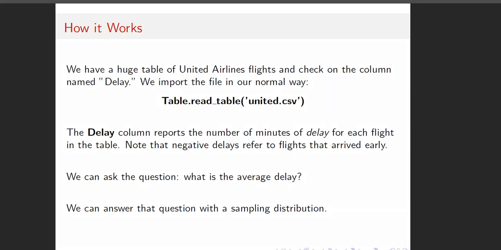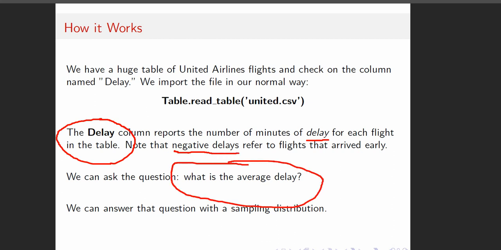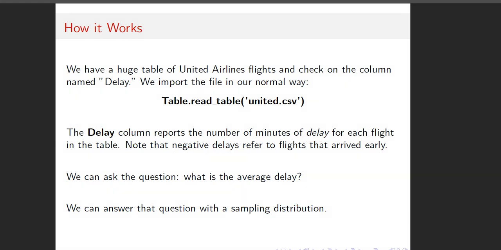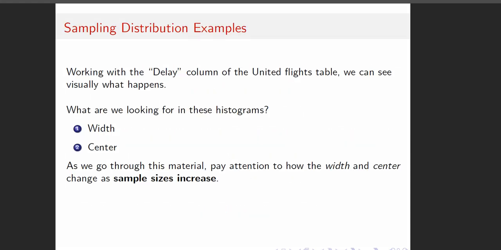So what we've been doing is explained here in this slide, right? That we started with the delay column, and that's the number of minutes of delay for each flight. And negative delays, we saw some of those, refer to flights that arrived early. And we want to know, what is the average delay? Well, we start taking sampling distributions, right? So sampling distribution is repeated samples of the same size. And as that sample size increases, our estimates get more and more accurate. Our estimates become better. All right. And you were seeing that happen in those different charts we took a look at.